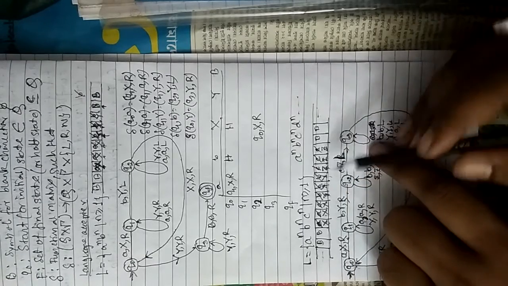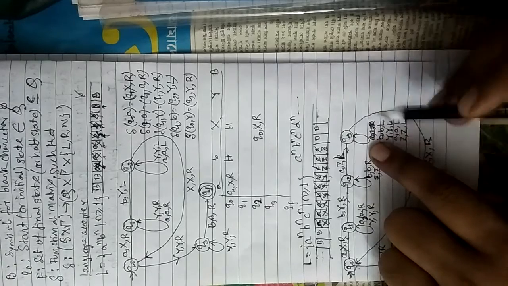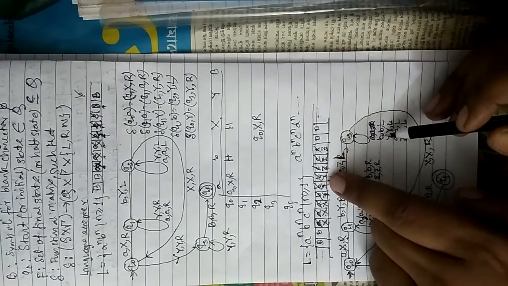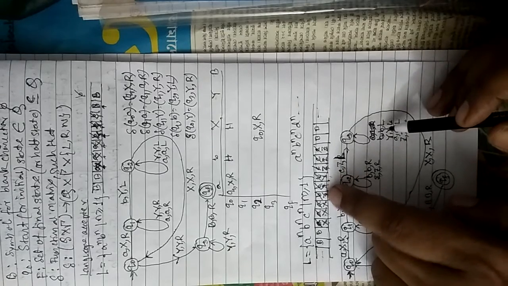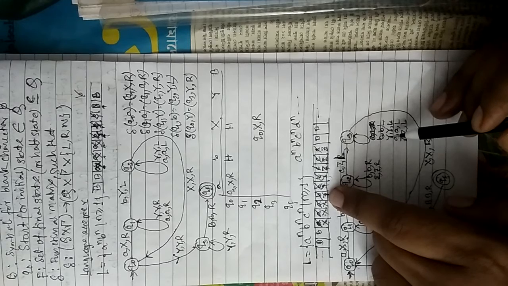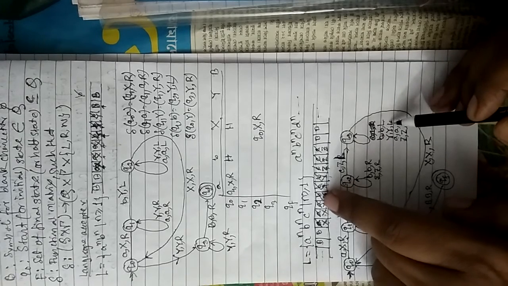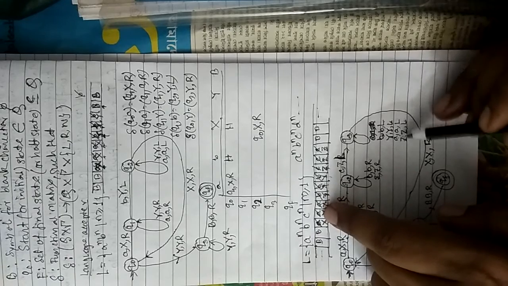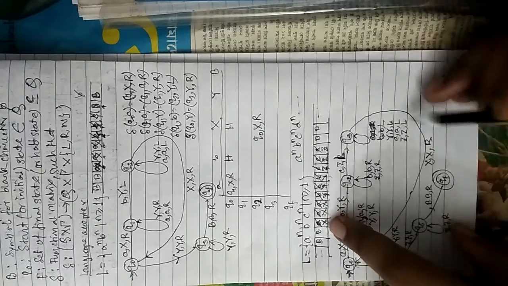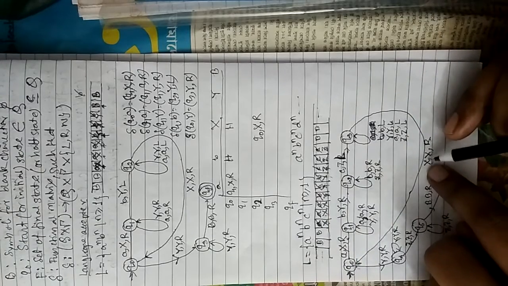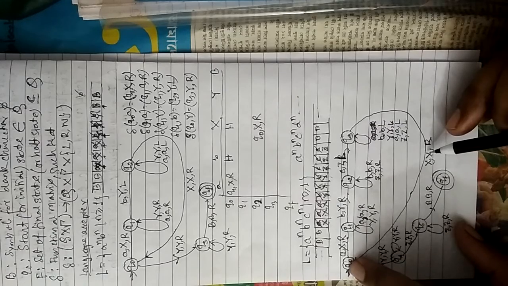Now you are first reading this b. Replace this b by b, move towards left. Again replace b by b, move left. Now you encounter the first y, so replace y by y, move left. Again you will encounter two a's and move left, and ultimately you encounter the first x, move right, and you are again at the q0 state.